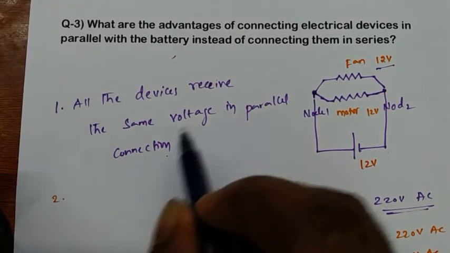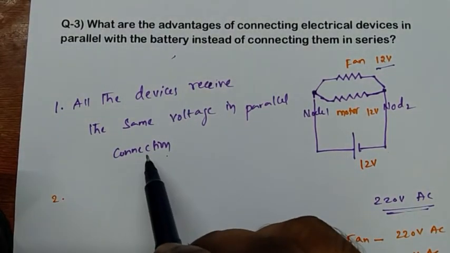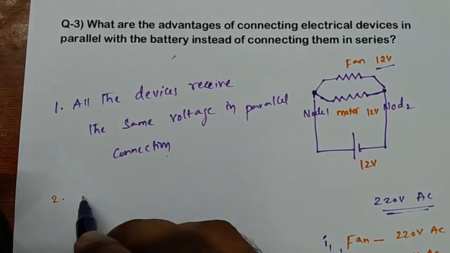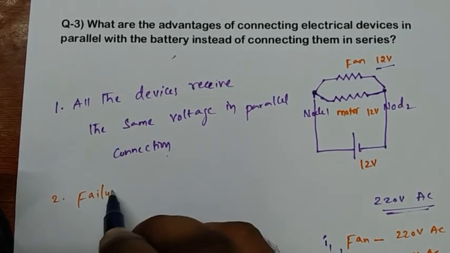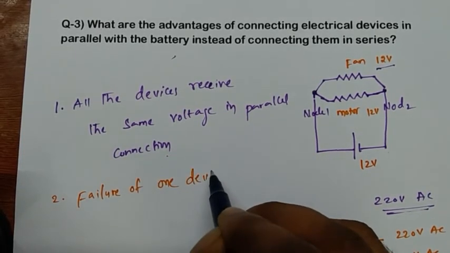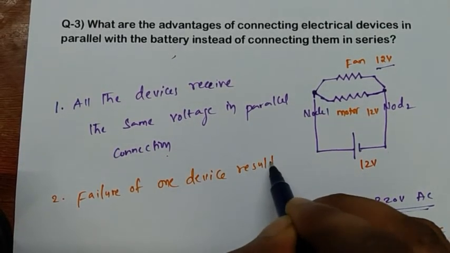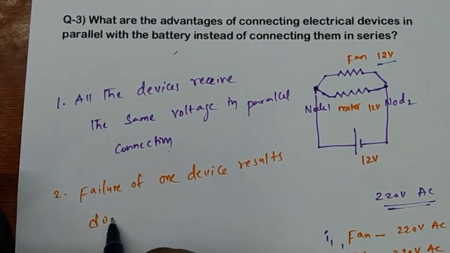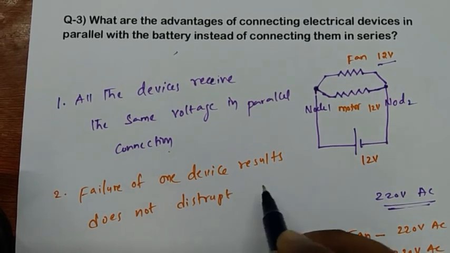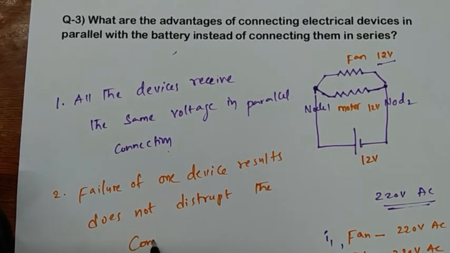Next, the second point is that failure of one device does not disturb the complete circuit.